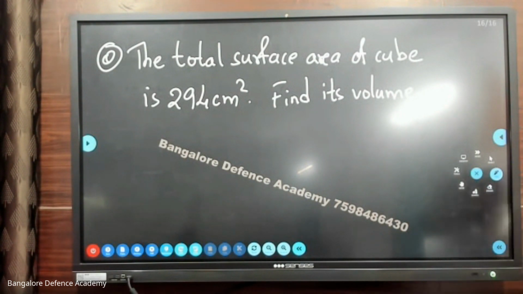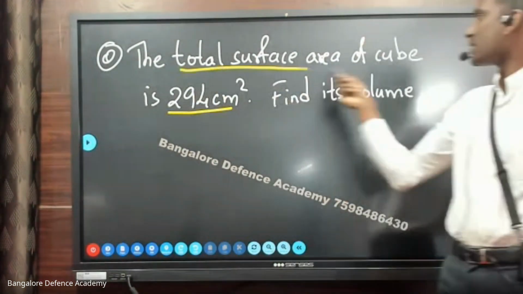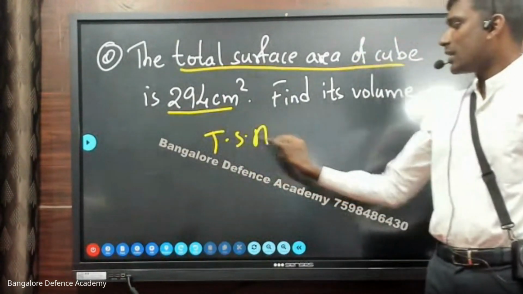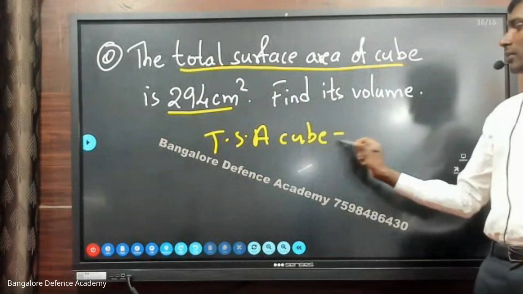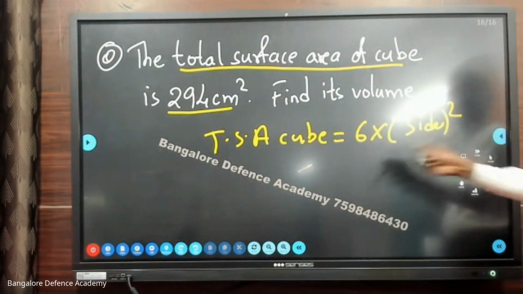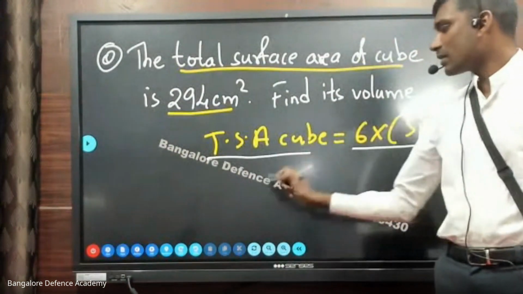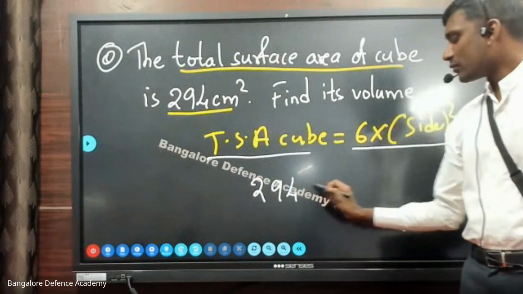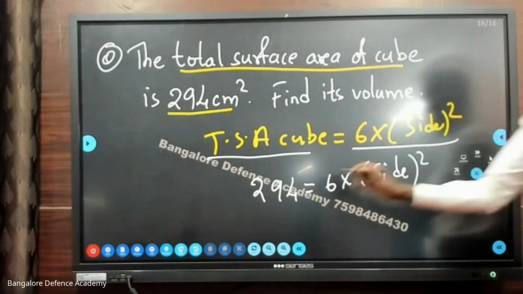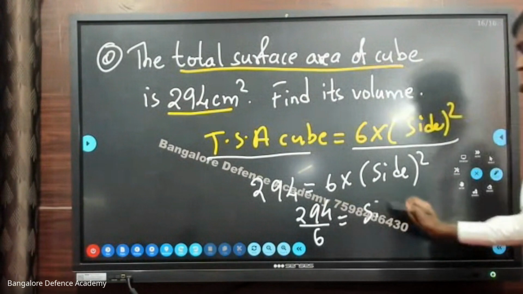Yeah. What is given here? Tell me everyone. Total surface area of what? Tell me the formula for total surface area of cube. Tell loudly. 6 into side square. This we have to find. This they have given, that means total surface area they have given. That means 294 is equal to 6 into side square. So now 294 divided by 6 is equal to side square.